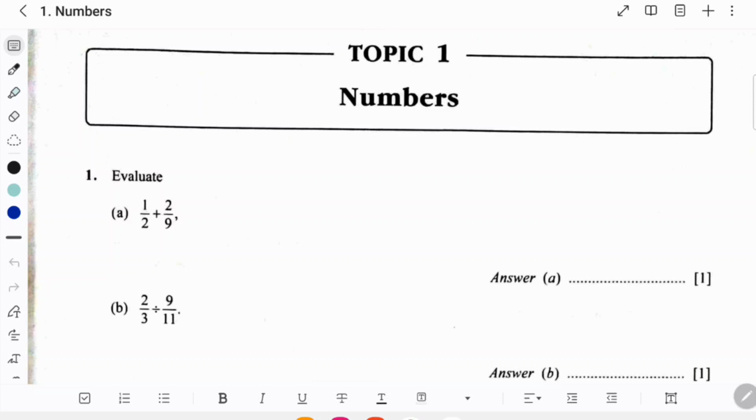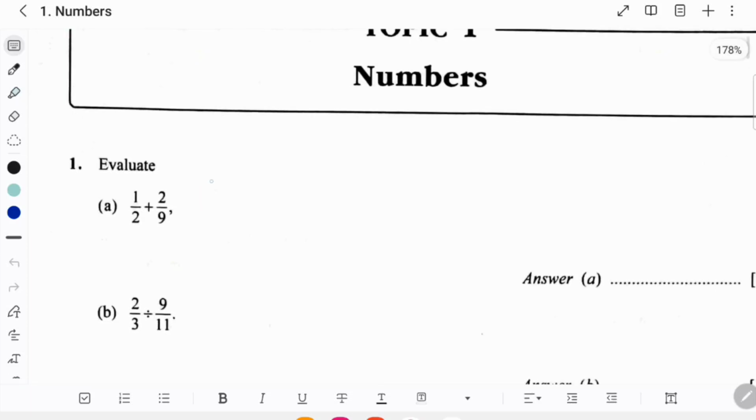So here question number 1 is evaluate. What do you do whenever you have questions in fractions and the denominators are different, so we cannot add or subtract them? We'll have to make the denominators equal, that is called the LCM. So whenever we see 2 and 9, the LCM of 2 and 9 is 18 because they are not coming in any table together.